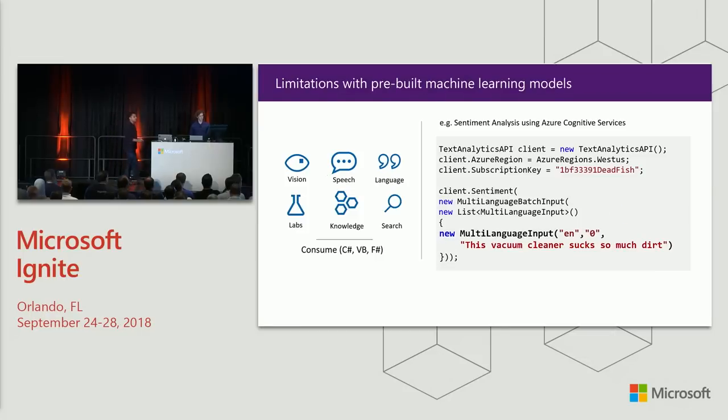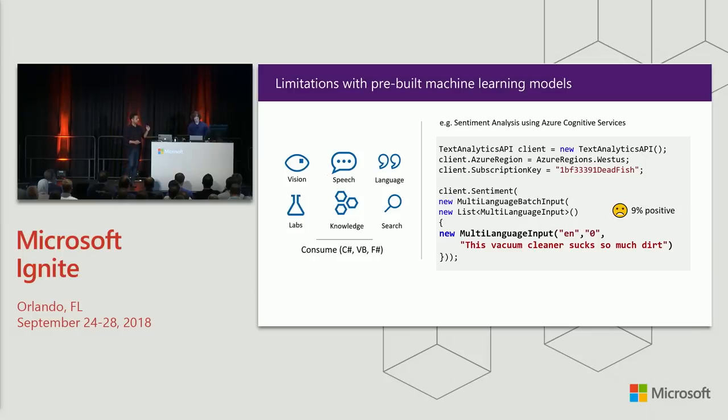Now, what happens if I slightly change this example to say this vacuum cleaner sucks so much dirt? If I again use the pre-trained ML model, the sentiment now drops to 9%, only 9% positive. It's fairly negative at this point, right? So what I'm trying to highlight here is some of the limitations of pre-trained ML. Pre-trained machine learning models are a great way to get started, and they will work well for a specific set of scenarios.